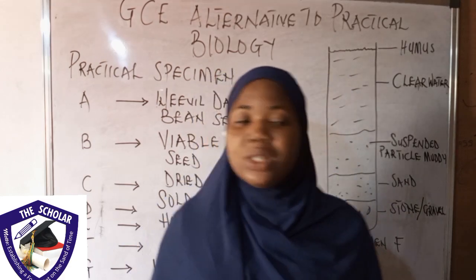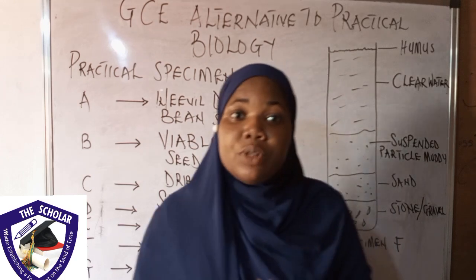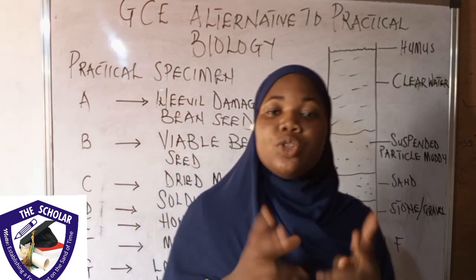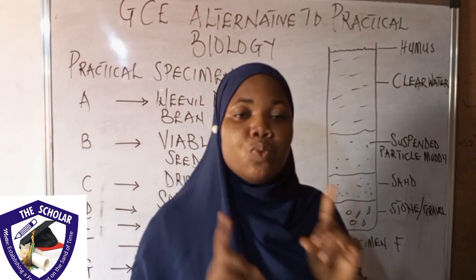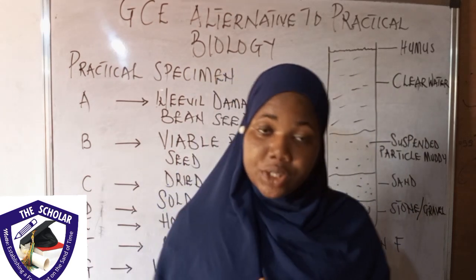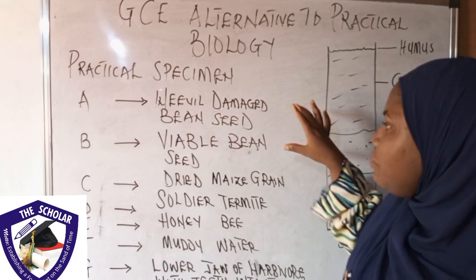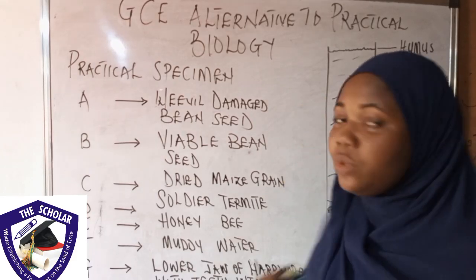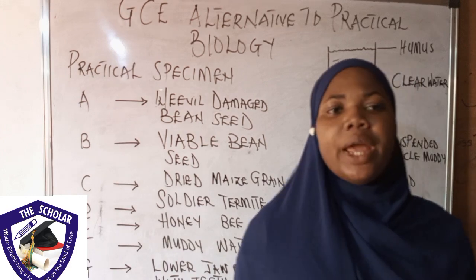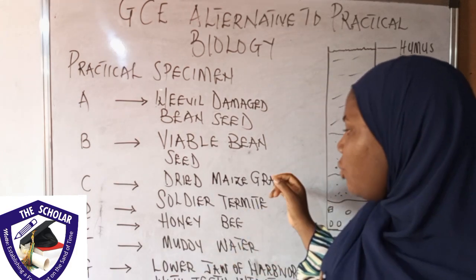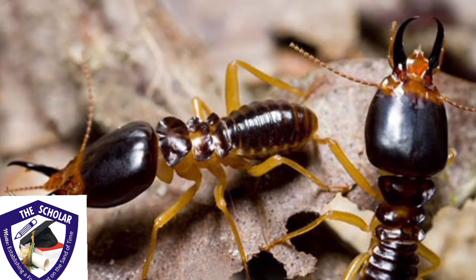Moving forward, you can also say this one is not observable, it's something we know, that the bean is what? 2-seeded, while the maize is just 1 seed, single seed. So that's all on specimen A, B, and C, where we look at the classification, the differences and observable features. Now, moving to specimen D, we have soldier termites.